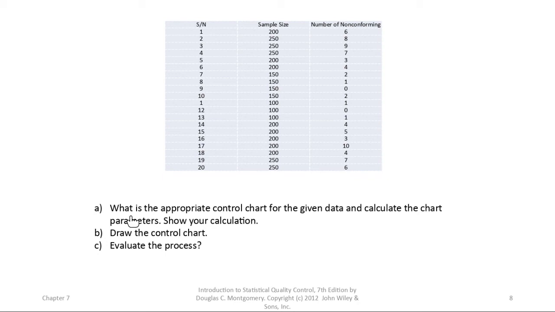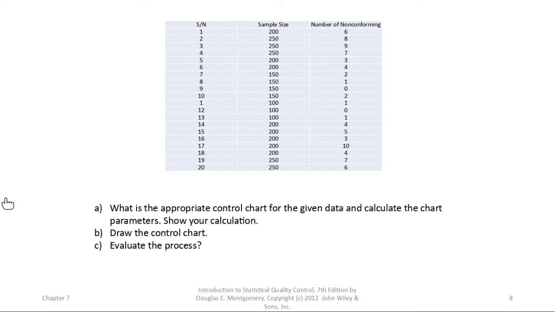Now we answer again and read the questions carefully. What is the appropriate control chart for the given data, and calculate the chart parameters? Show your calculation. Pay attention to this note. Draw the control chart. That means you have to generate the control chart on Minitab. Evaluate the process, and that means you draw the control chart and do the same as what we did previously. Now when we calculate the P chart, we use the same formula that we have used previously.